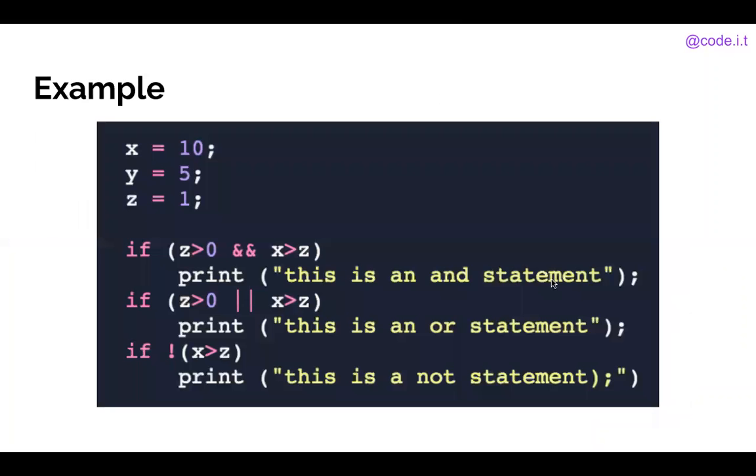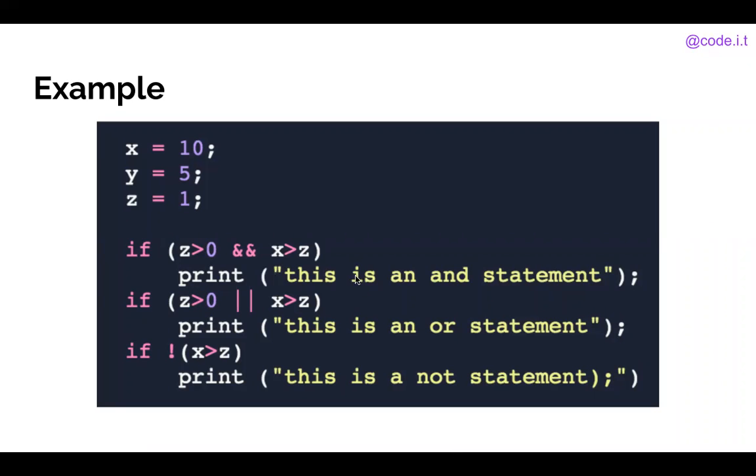So here's our example. We have x is equal to 10, y is equal to 5, and z is equal to 1. Our first if statement says if z is greater than 0 and x is greater than z. Both of those statements must be true in order for the if statement to execute. We know that z is equal to 1, so 1 is greater than 0, so the left side is true. And then if x is greater than z, x is 10, z is 1, so we know that x is greater than z.